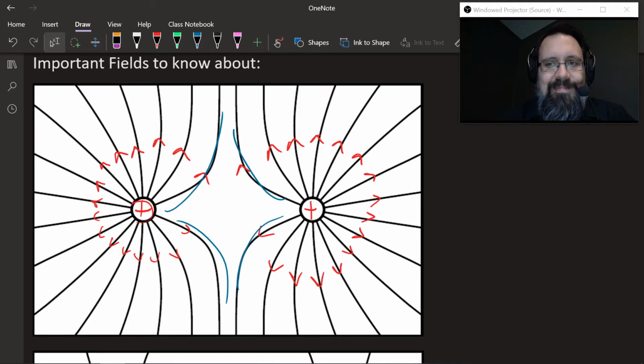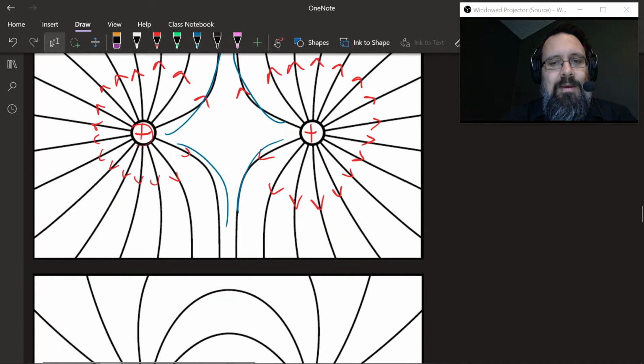They'll just be touching. They'll be touching. Yep. They're going to have to be pulling together. So the field looks like this.